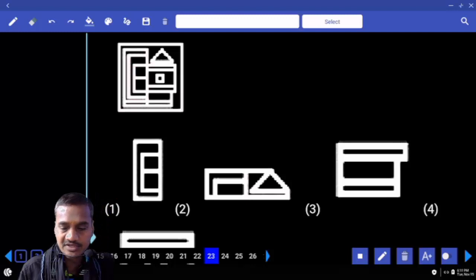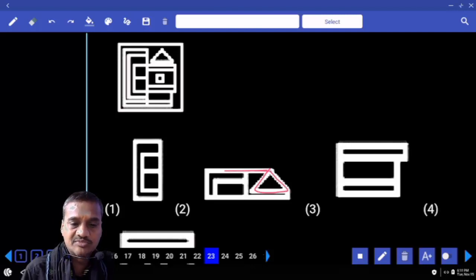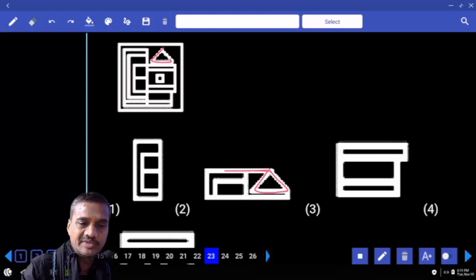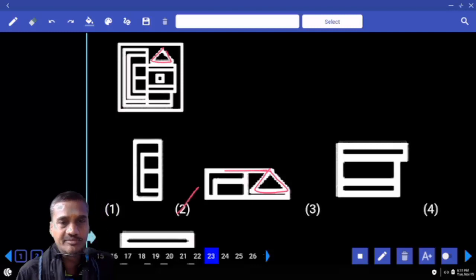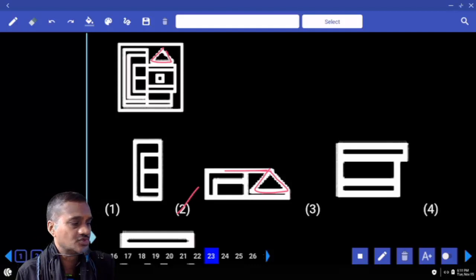Then coming to the second. Now in the second one, only one triangle, the triangle must be attached to this main line. Is there an attachment to the main line here? No. Hence 2 cannot be embedded into this. 23 it is choice 2.